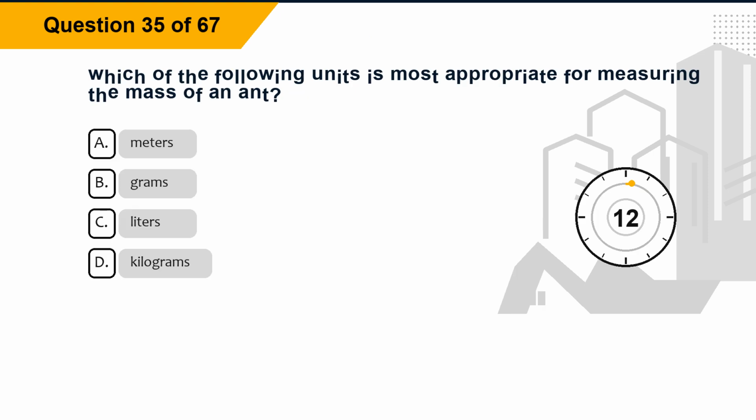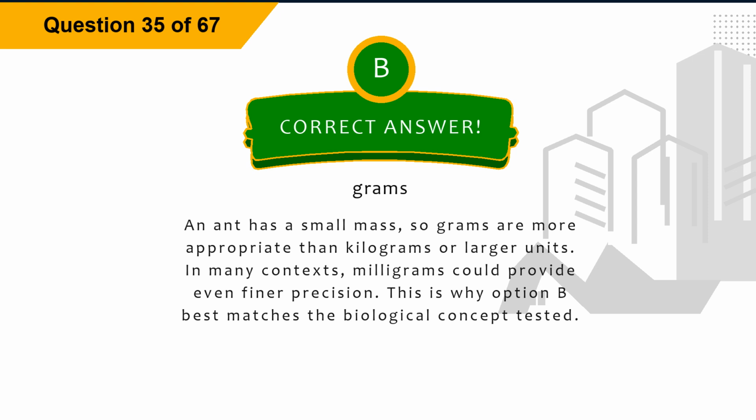Question 35. Which of the following units is most appropriate for measuring the mass of an ant? Option A, meters. Option B, grams. Option C, liters. Option D, kilograms. The correct answer is option B, grams. Explanation. An ant has a small mass, so grams are more appropriate than kilograms or larger units. In many contexts, milligrams could provide even finer precision. This is why option B best matches the biological concept tested.